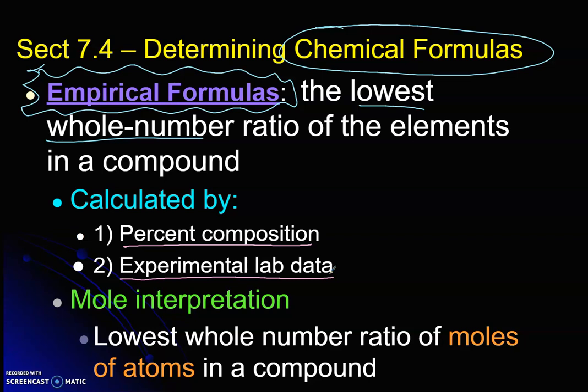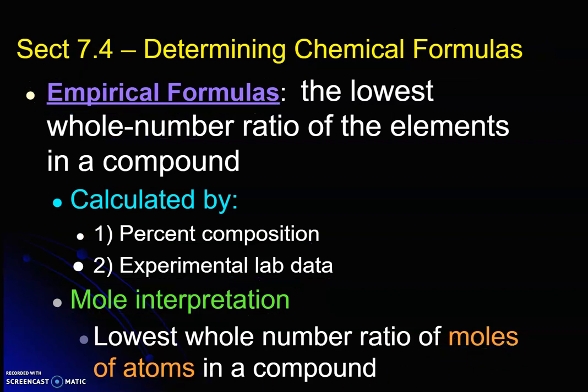We can weigh how many grams of each thing are in it and find what their combined value is, and then change them all into everybody's favorite word, the mole. Okay, everything is based off of the moles. So a mole interpretation of your empirical formula is literally that lowest mole ratio of your atoms in your compound.